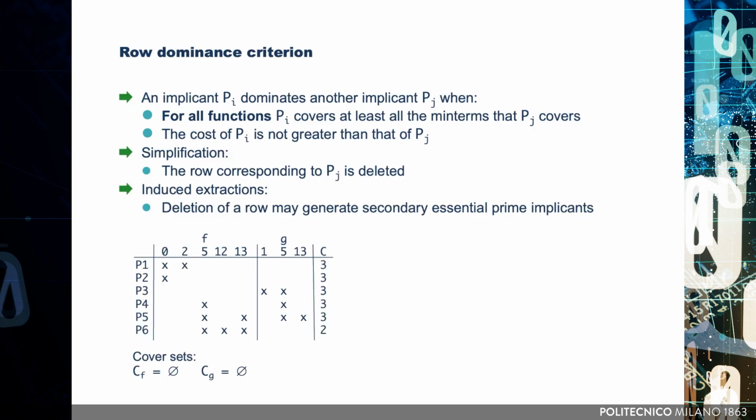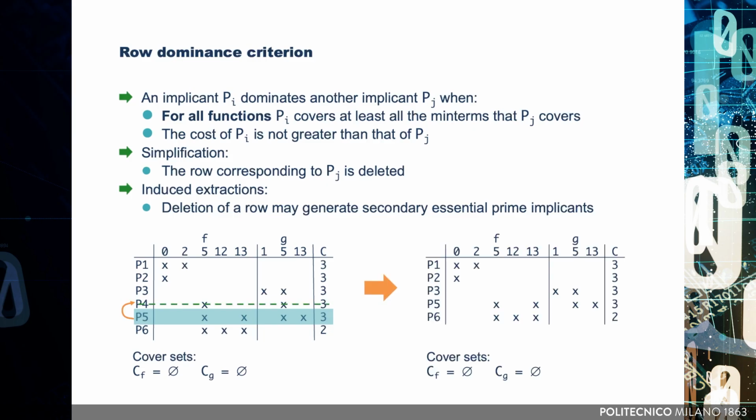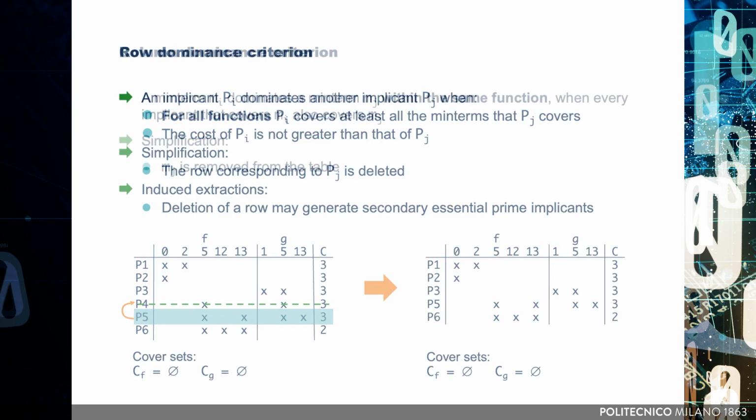Let's go back to our example from the beginning to illustrate an interesting scenario. Implicant P5 dominates P4 because P4 covers a subset of the minterms covered by P5, and both have the same cost. This results in the elimination of P4 with no changes to the current cover set.